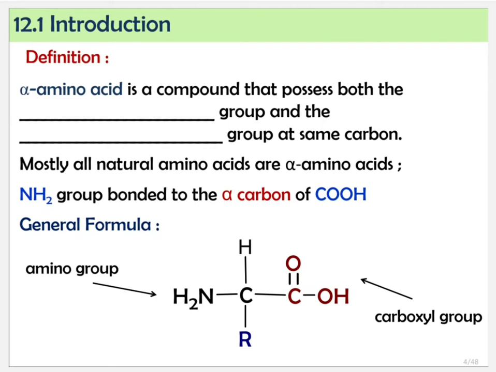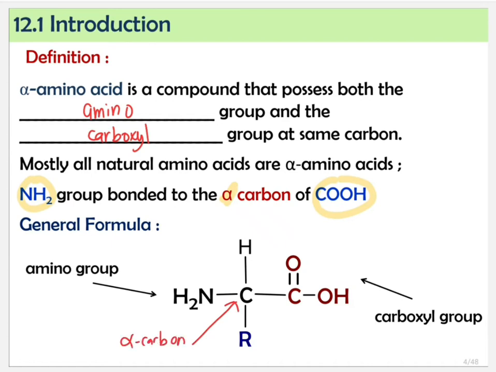Okay, so first kita nak tengok dulu, what is the definition of alpha amino acid? So it's a compound that possesses both the amino group and also carboxyl group at the same carbon. So mostly all natural amino acids are alpha amino acids where NH2 group and also COOH are bonded to the alpha carbon. Okay, jadi carbon yang bonded dengan COOH, this carbon is alpha carbon.